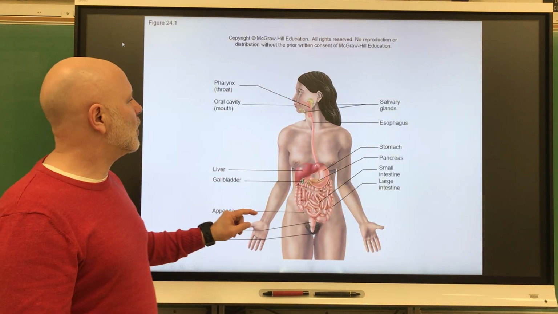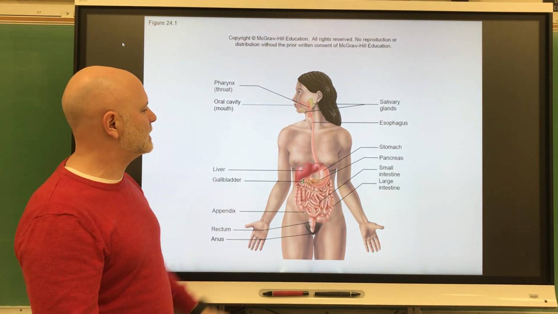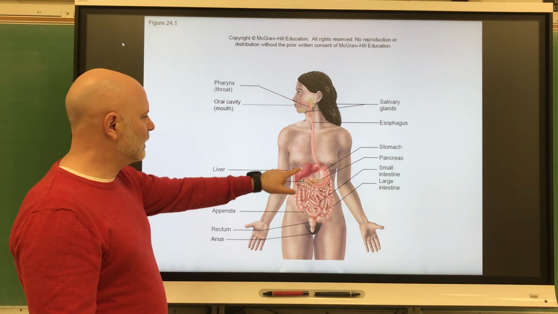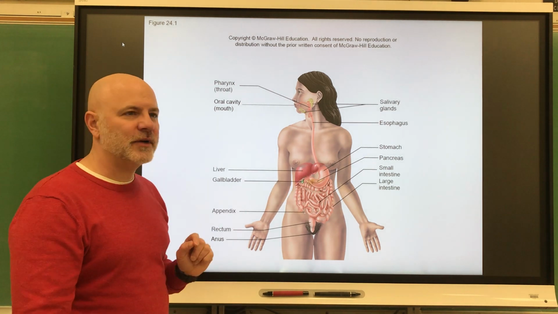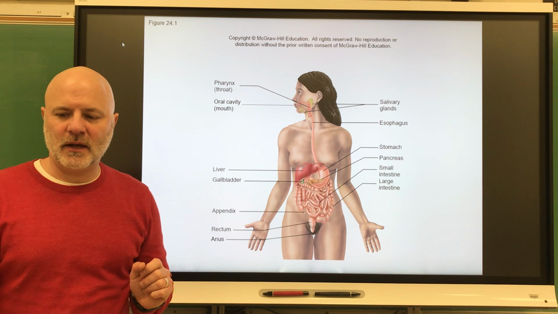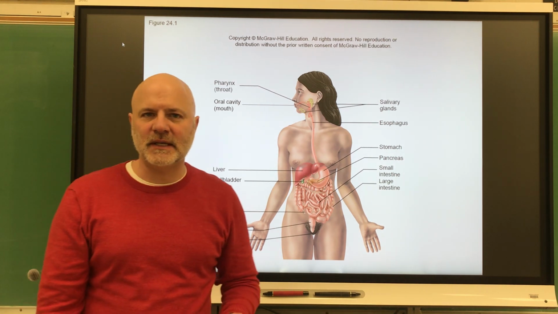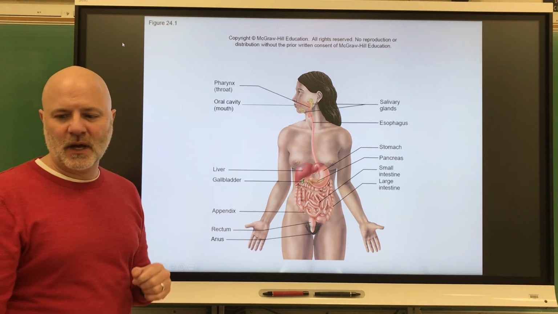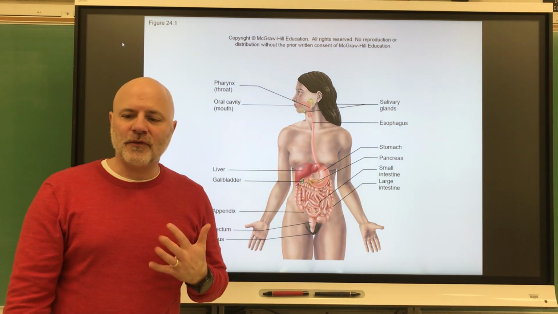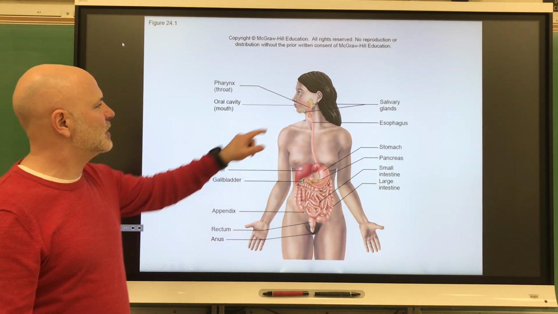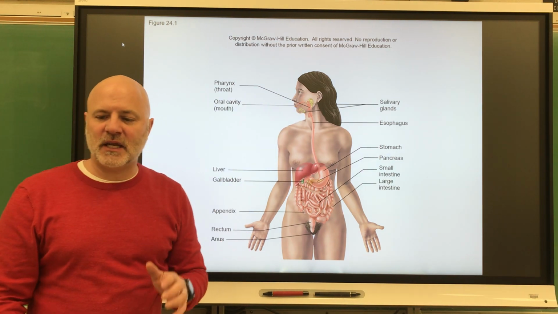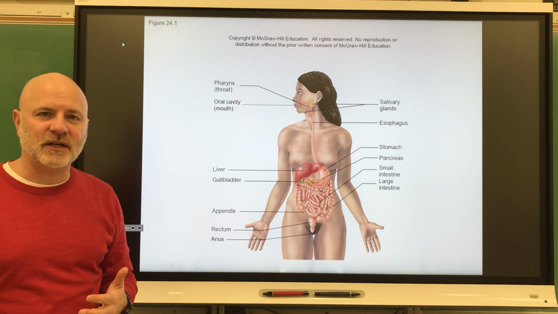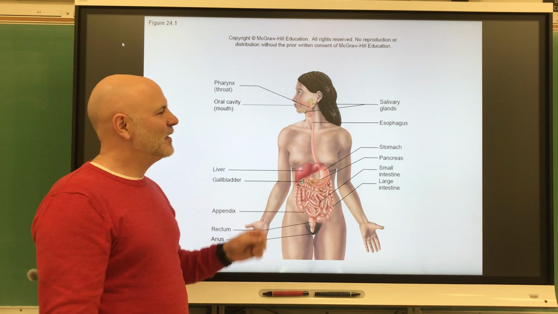Next are the accessory organs, which include the salivary glands, the liver, gallbladder, and the pancreas. And these glands are going to secrete fluids into the alimentary canal. So let's look at the functions of digestion. And the first function is ingestion. And this is the taking of food into the digestive tract through the mouth.